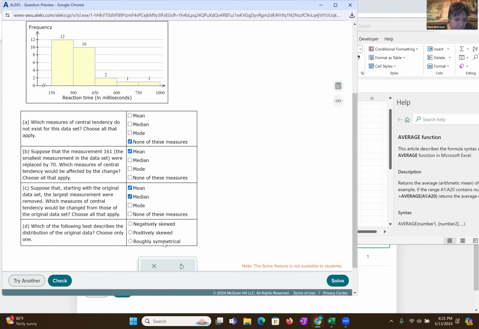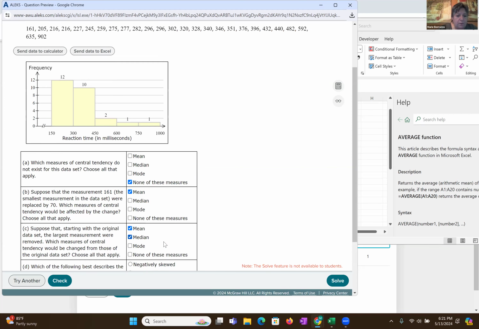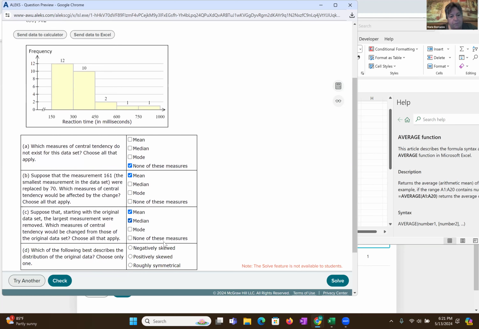And lastly, which of the following data sets describes the distribution? We already talked about this. Is it positively skewed, negatively skewed, or roughly symmetrical?